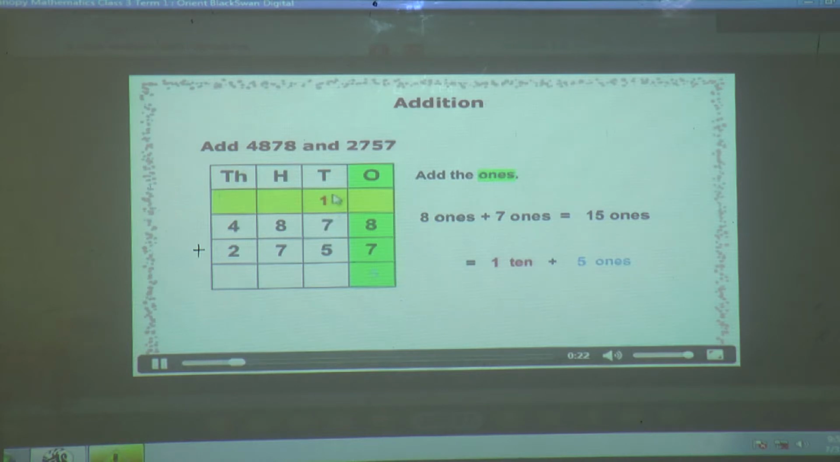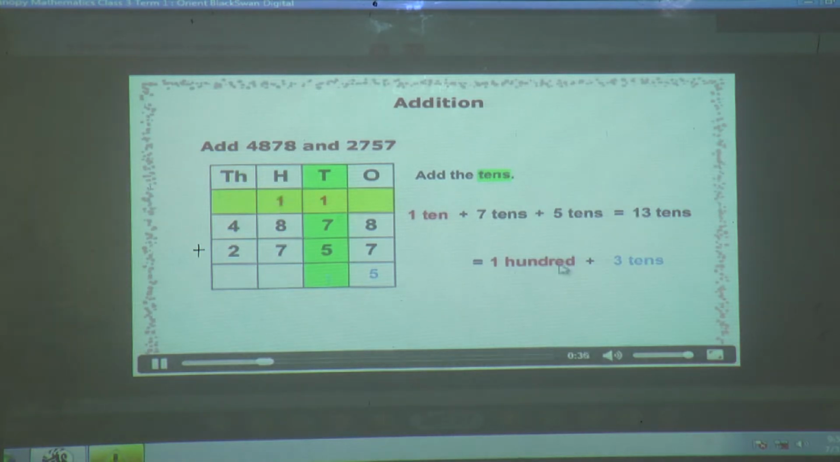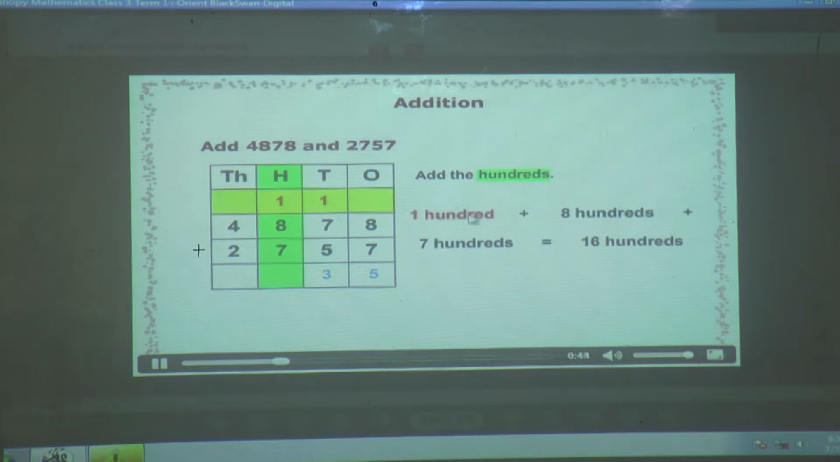Now see the tens place digit. 1 ten plus 7 tens plus 5 tens. If we add these three numbers, we will get 13 tens. Now 13 tens means 100 plus 3 tens. So here at tens place 3 will come and this one will come as a carry. Now we will add the hundreds place digit. Now see here, 100 plus 800 plus 700 is equal to 1600. Now 1600 means what? 1600. So here at hundreds place 6 will come and this one will come as a carry at thousands place.